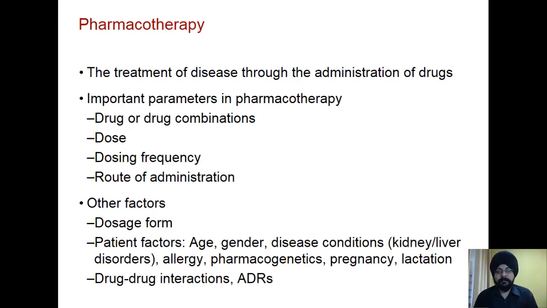And the important parameters in pharmacotherapy are the drug that is to be used or the drug combination that is to be used for the indication, the dose of the drug, the dosing frequency of the drug, and the route of administration. Other factors that can impact pharmacotherapy are the dosage form. For example, the tablets versus the IV injections versus IM depots.